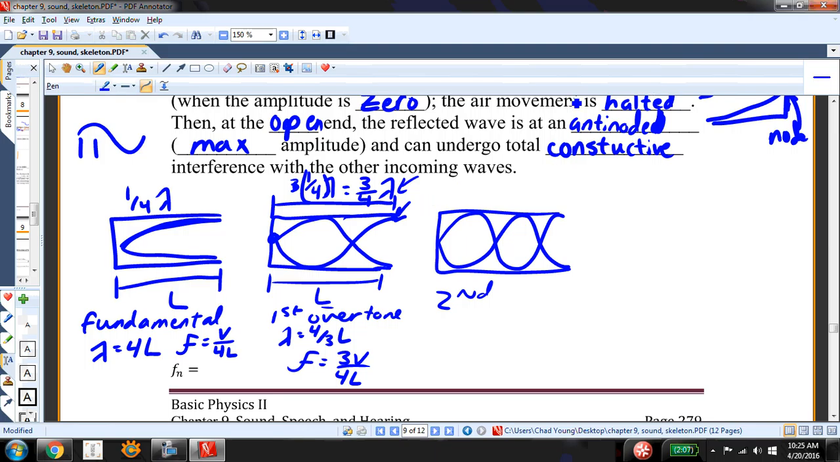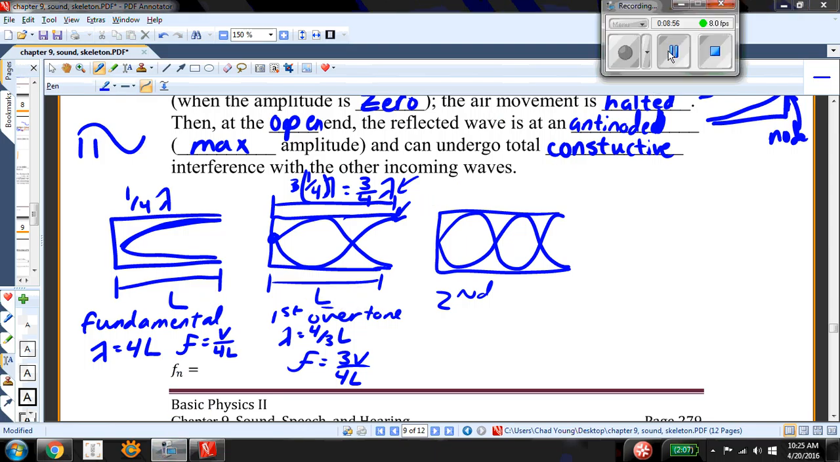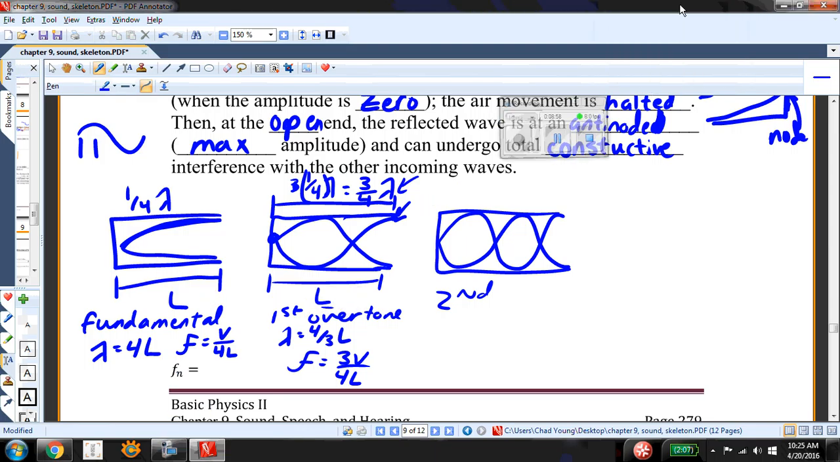Hold on, let me pause for just a second. So I have one full wavelength that goes here, and then I have another quarter wavelength. So it's going to be a total of 5 quarter wavelengths. So for my second overtone, as you can guess here, my wavelength then will be 4/5 L. It's just the inverse of this 5 quarters. And then my frequency is going to be 5V over 4L.